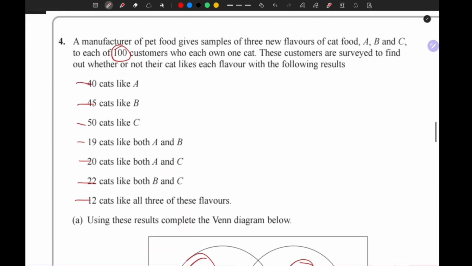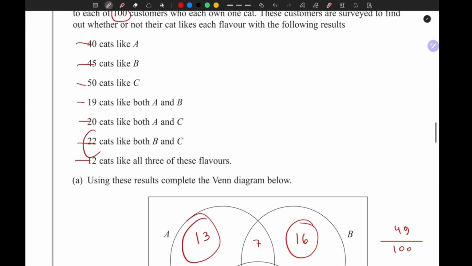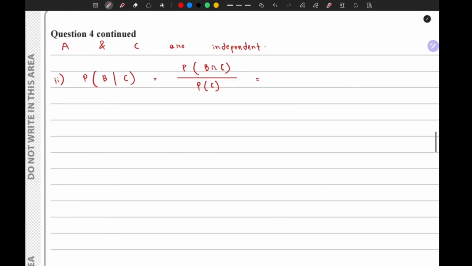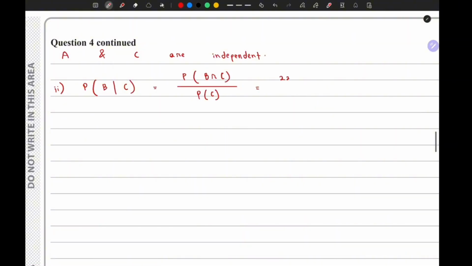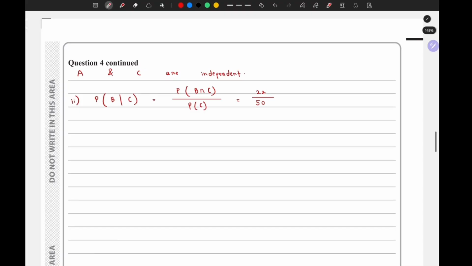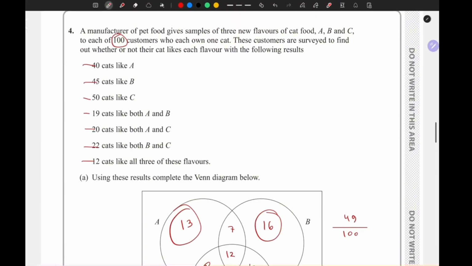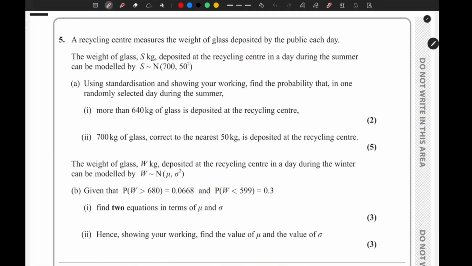And B intersection C is 22. So that's 22, and the probability of C is 50. So this is the answer. So that is it for this question. Right, now moving on to the next question.